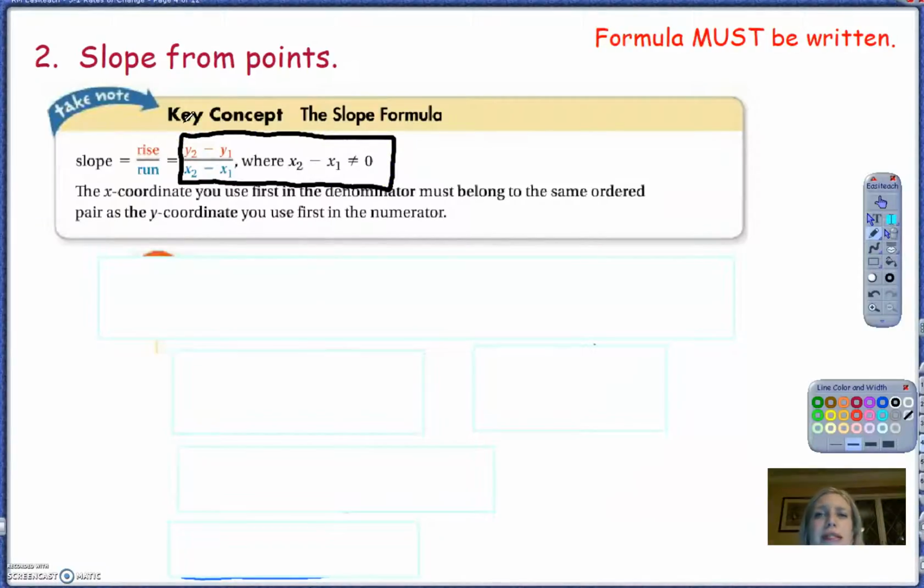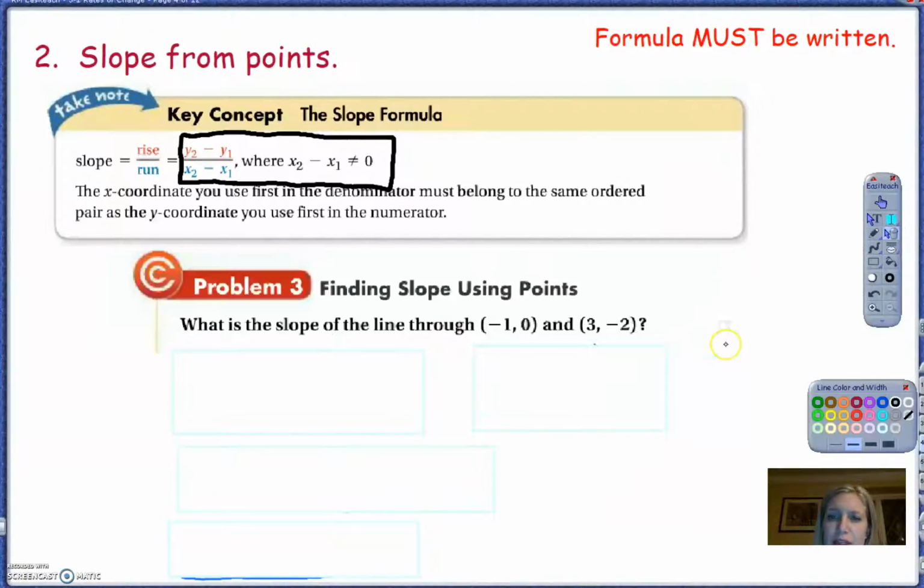Okay, so you're going to subtract your y values, and then you're going to subtract your x values, and the y goes on top over the x, which is your dependent over your independent variable. Now when you subtract them, this little 2 and this little 1 is telling you subtract the second one minus the first one. You don't need to do that. Okay, so let's look at an example.